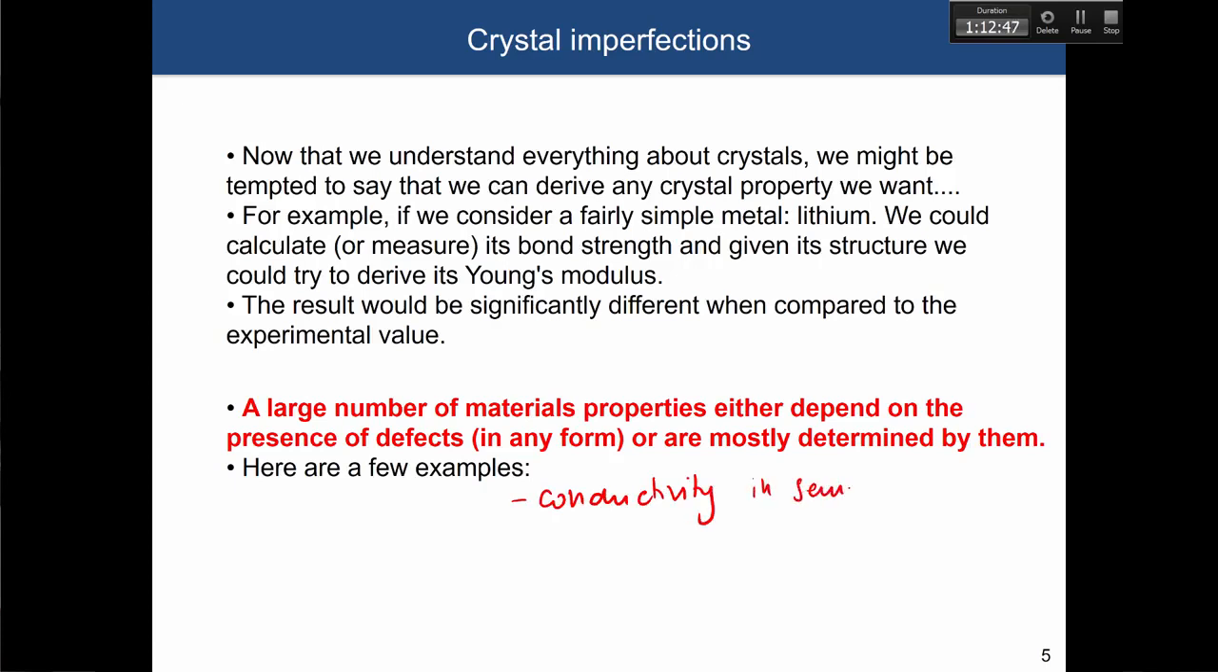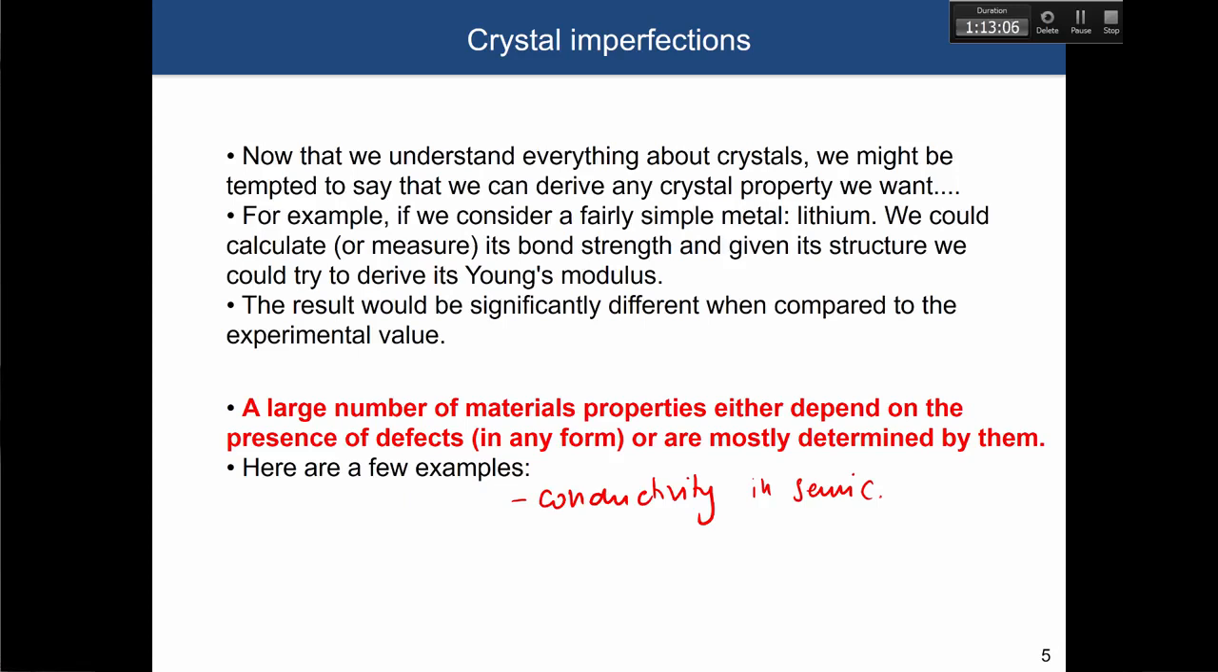So for example, if you have a semiconducting material, silicon, germanium, gallium arsenide, etc., the way you control the electrical properties or the conductivity is by the level of the dopant atoms, which are actually point defects in these materials. Another example, do you know any type of property?